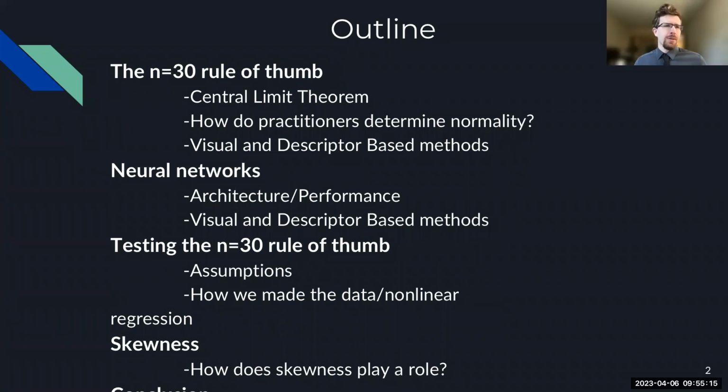The general roadmap is going to be as follows. We're going to talk about the n = 30 rule of thumb in a general, broad-strokes conversation, discuss the central limit theorem, how practitioners determine normality, and then visual and descriptor methods. Then we'll talk about neural networks and their architecture and performance, visual descriptor-based methods as well, testing the n = 30 rule of thumb, some key assumptions, and then how we made the data and nonlinear regression, and then skewness and how it plays a role. And then the conclusion and future works.